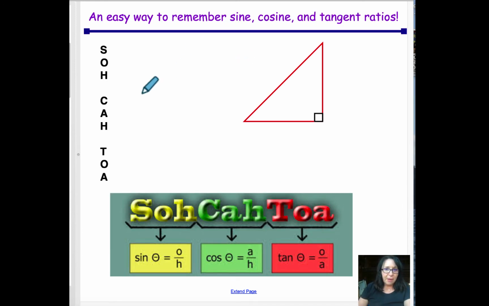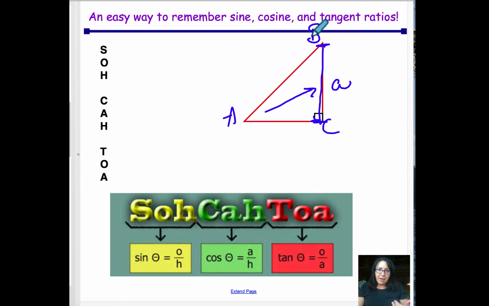So an easy way to remember this is what we call a mnemonic. It's just a way to help you remember sine, cosine, and tangent. So they say sine is opposite over hypotenuse. Depending on where you are, here's A, here's B, and here's C. Sine is the opposite side. So remember, it's the side opposite. If this is angle A, the side opposite is little a. If this is angle B, this is little b. And this is angle C, that's going to be little c.